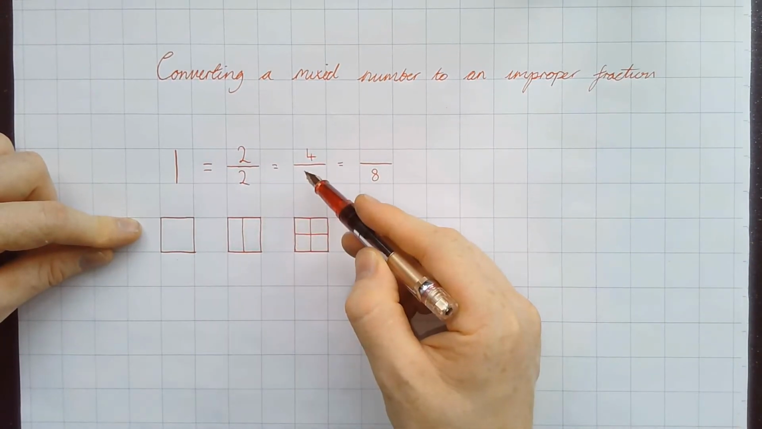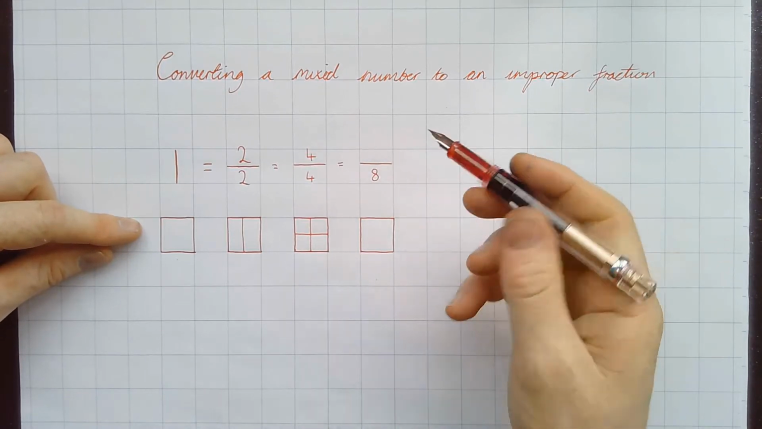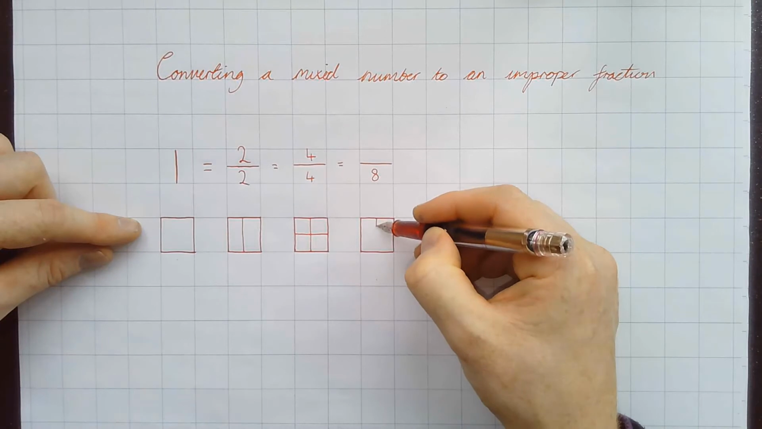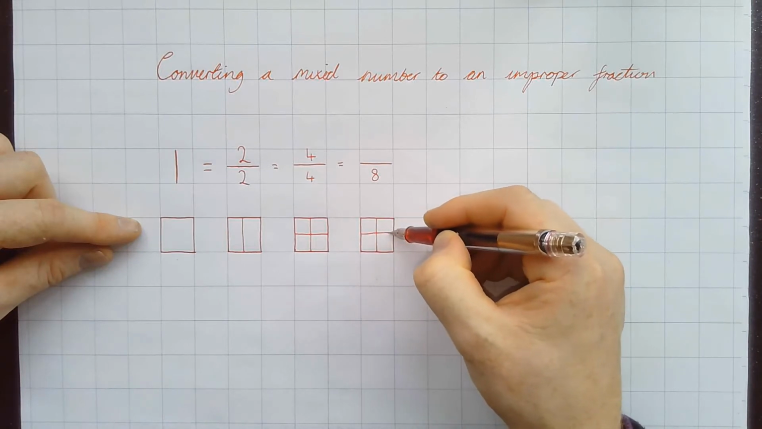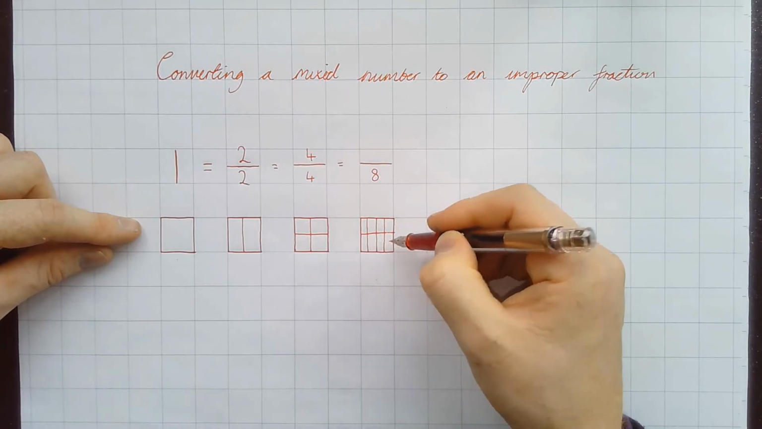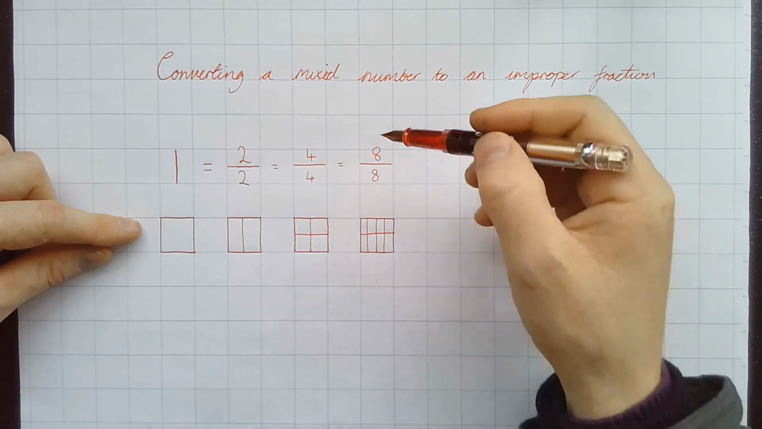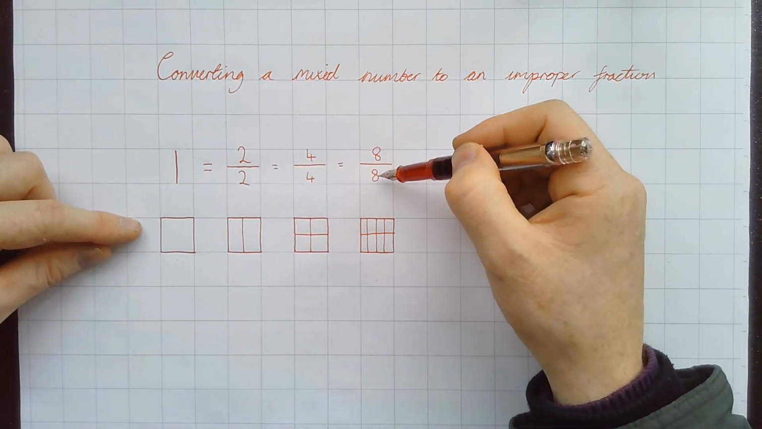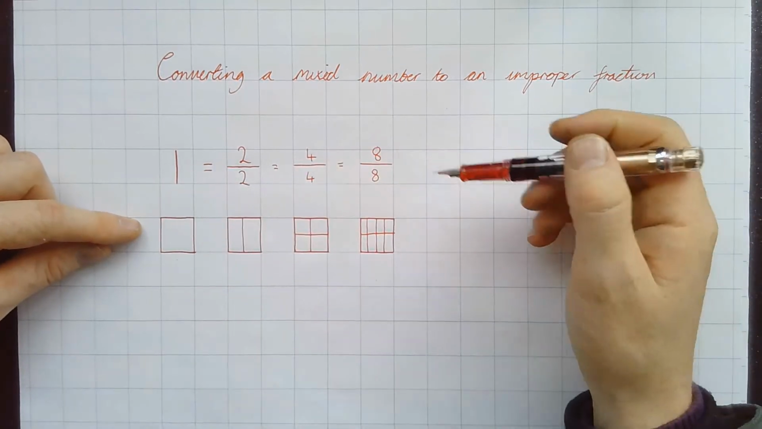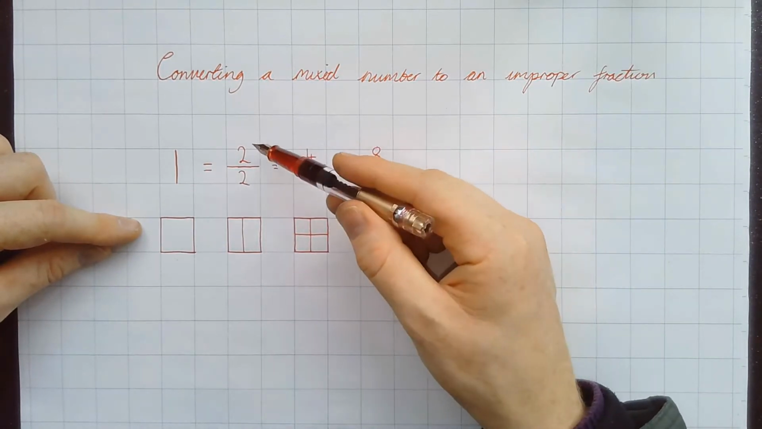Can you predict from this pattern how many eighths make a whole? One, 2, 3, 4, 5, 6, 7, 8. So we can say that when the numerator is the same as the denominator, we are equal to a whole. So 8 eighths make a whole, 4 quarters make a whole, 2 halves make a whole.